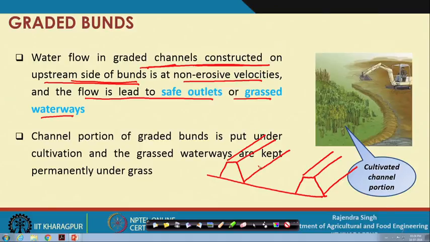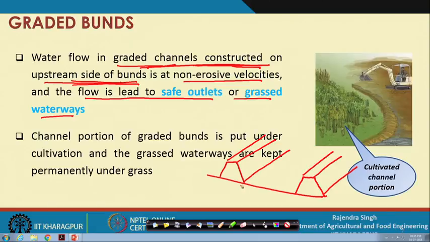So, in the previous case, while defining the graded bund, we said that the entire area between these two bunds is used as a channel. But in some cases, like the case it is saying here, graded channels are constructed on the upstream side of the bund.